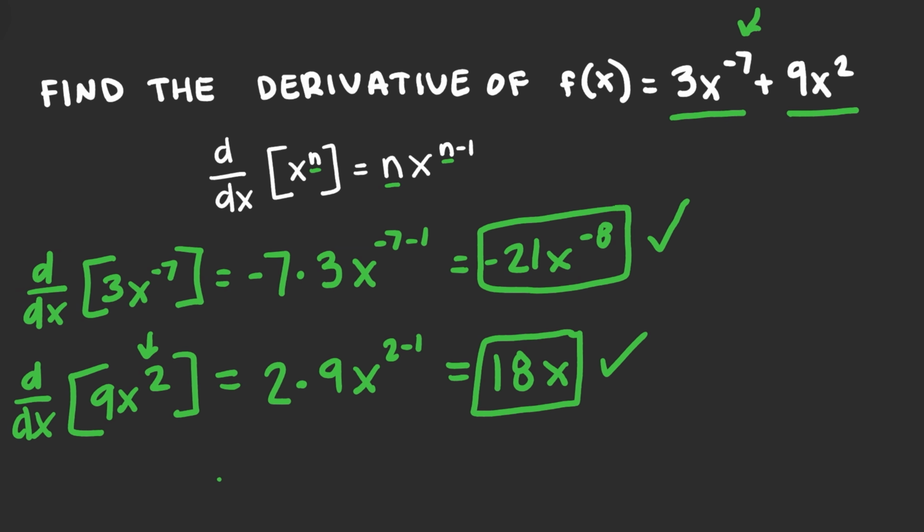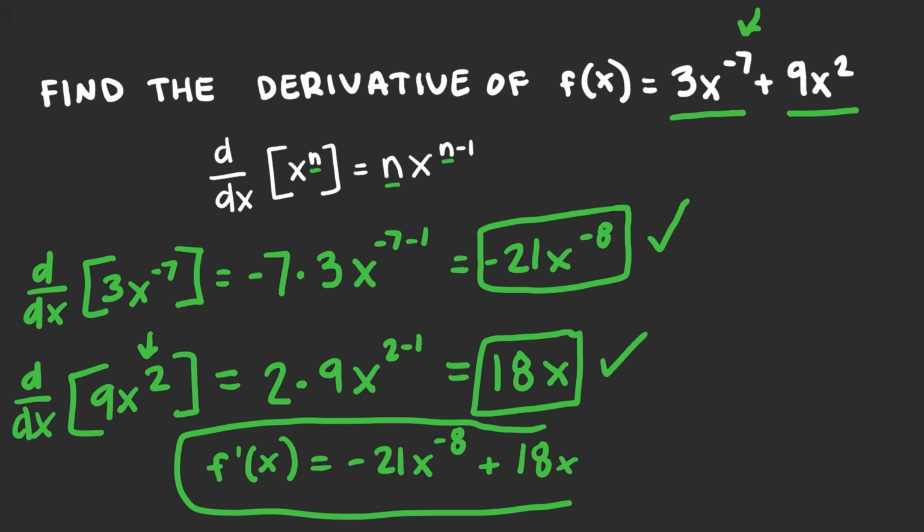So our final answer, the derivative of f of x, or f prime of x, equals -21x to the power of -8 plus 18x. This right here would be our final answer.